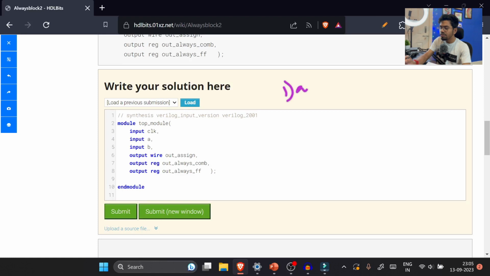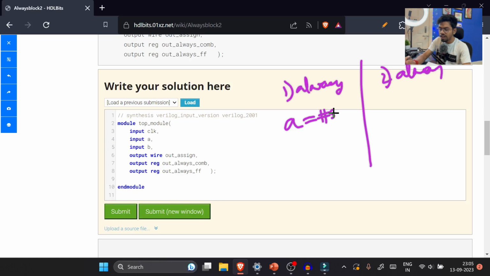This is my first always block and this is my second always block. And yes, inside a module you can have an infinite number of procedural blocks, right? So we can have this. Here you have written a equal to, let me introduce a delay also, after a delay of 5, b, and in your second always block you have written c equal to after a delay of 5, d.